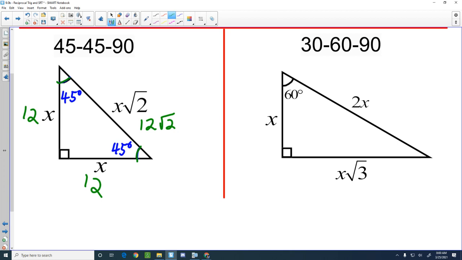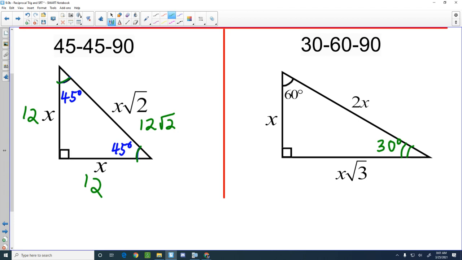Okay, so what about this 30-60-90 triangle? Well, wait a minute. I only see two angle measures, the 90-degree right angle symbol and the 60-degree symbol. How do I know that that angle is 30? What if it's something else? It can't be. Good. Yeah, all three angles have to add up to 180. That's true for all triangles, and that's the triangle sum theorem. And if you have a 90 and a 60, then that last angle has to be a 30.